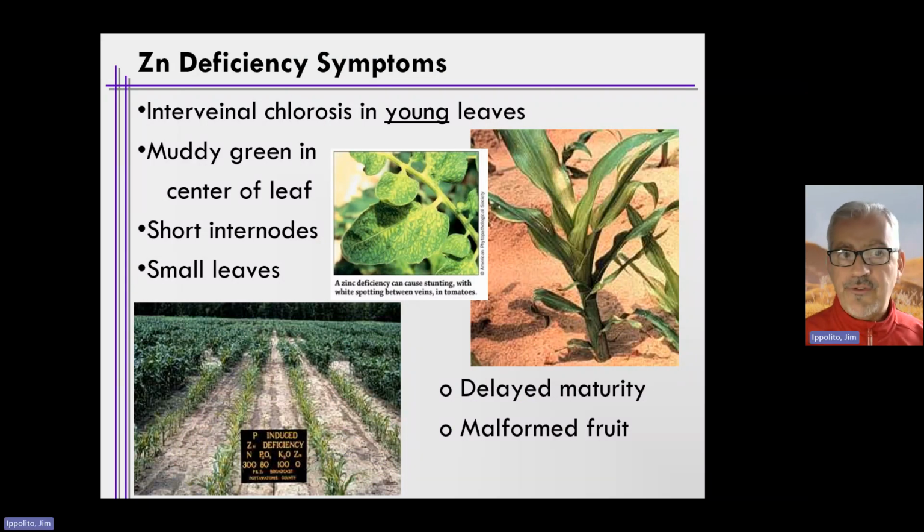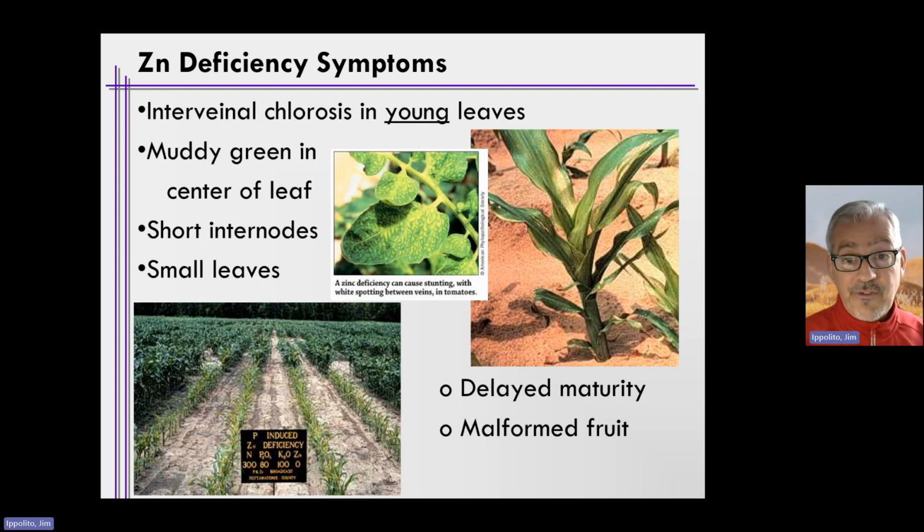Let's briefly discuss zinc deficiency symptoms that are observed in plants. So what do we see? There are 6 points that I want to make on this slide. When we observe a zinc deficiency symptom, we oftentimes see interveinal chlorosis in young leaves, but it looks different than, say, iron. You can see some of the pictures on this slide here.